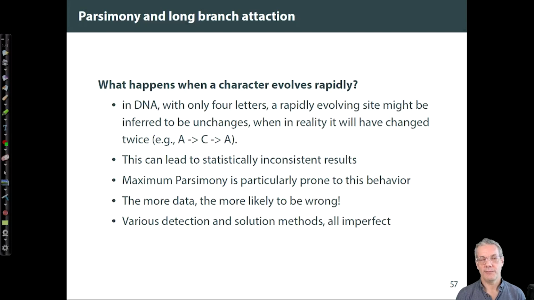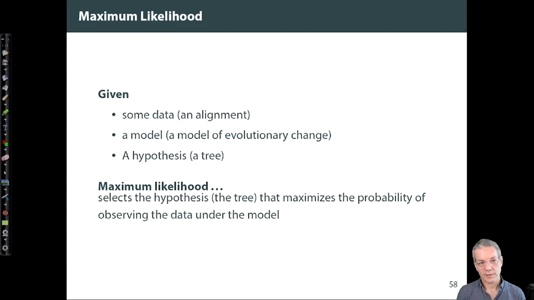There are various methods to detect and try to resolve issues when long branch attraction does occur. All of these methods are imperfect, but you should be aware of it. Now, maximum likelihood has this very statistical approach. It has some data.